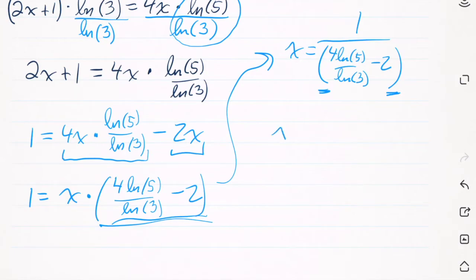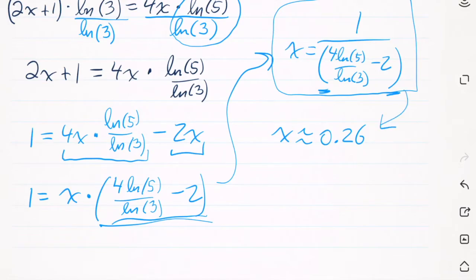So this answer is approximately 0.26 if we round to the nearest hundredth. It's 0.25907 if you want some more decimals. And again, I highly suggest you type this into your calculator and see that you can get this answer. It's good practice.